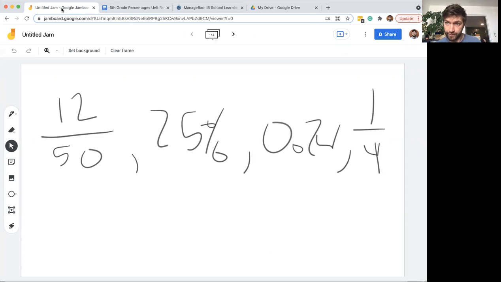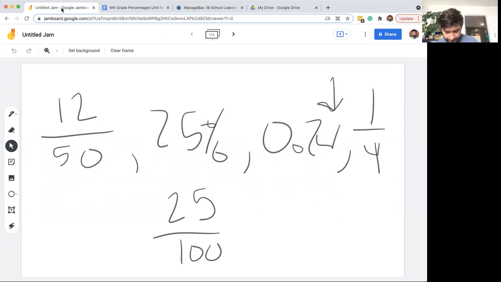I think the easiest one here is fractions with 100 as our denominator. So 25%, that's just 25 out of 100. We know that because all percents are out of 100. 0.24, this guy is in my hundreds place. So I can write my decimal as a numerator out of 100. So I have 24/100, so those aren't equivalent.